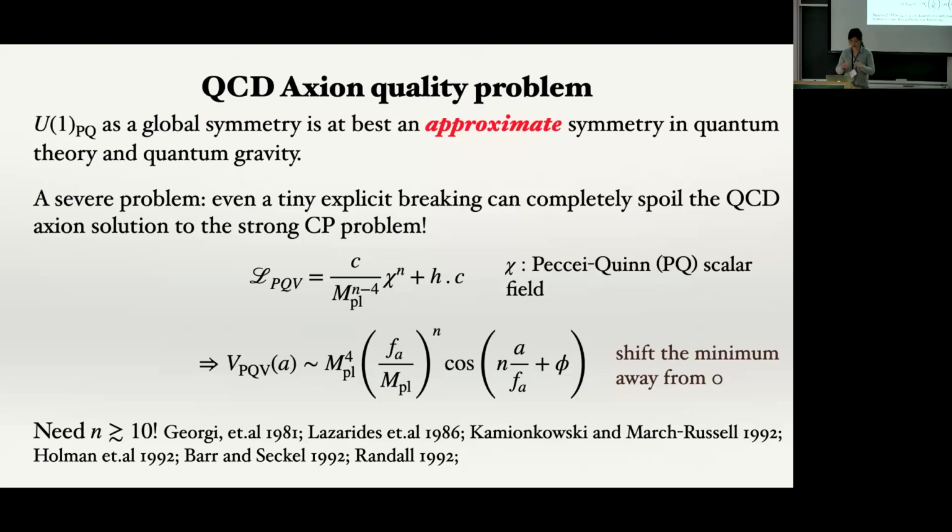I won't go through details, just say that in models, you could parameterize this explicit breaking by these high dimensional operators suppressed by some very high scale, the Planck scale. But these operators still have to be tiny, like you either have a tiny coefficient or are suppressed by many powers of the Planck scale in order for it not to spoil the QCD axion solution to the strong CP problem. In other words, if you really want the QCD axion as a solution to the strong CP problem, we have to solve the axion quality problem. And this has been pointed out by a large group of particle theorists as well as cosmologists a long time ago.